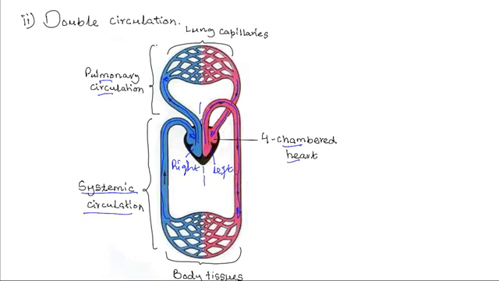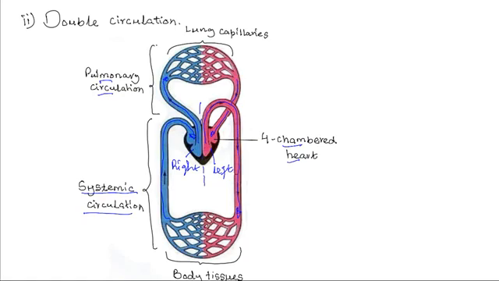Now, the major advantage of a double circulatory system is that oxygenated blood flowing through the body tissue is under high pressure. And this therefore means that there's a more efficient supply of oxygen and nutrients, thus ensuring high respiratory rates. This makes the animals that have the double circulatory system very active, much more active compared to fish.